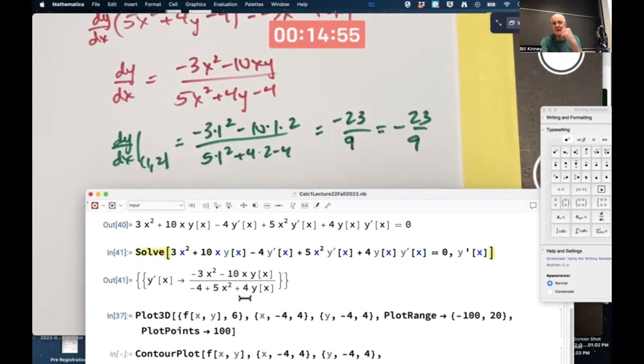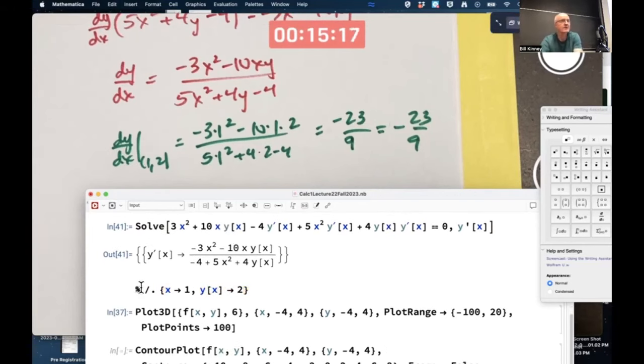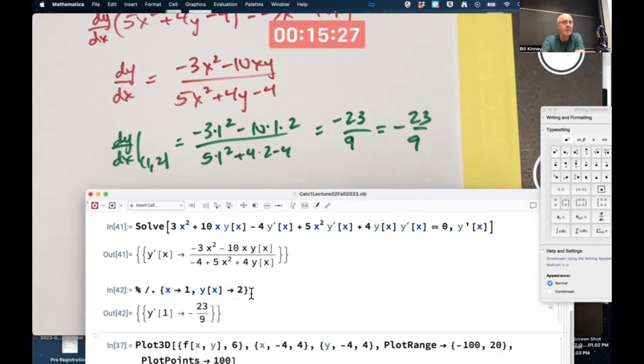How can I double check that with Mathematica? Well, I could have Mathematica compute the fraction. I can also take the preceding output. The percent sign here refers to the preceding output. Using a slash and a dot is going to allow me to replace x in that preceding output with 1 and y of x in that preceding output with 2. The percent sign refers to the preceding output, slash dot, and this stuff then allows me to plug those numbers into that preceding output. Negative 23/9. There we go.